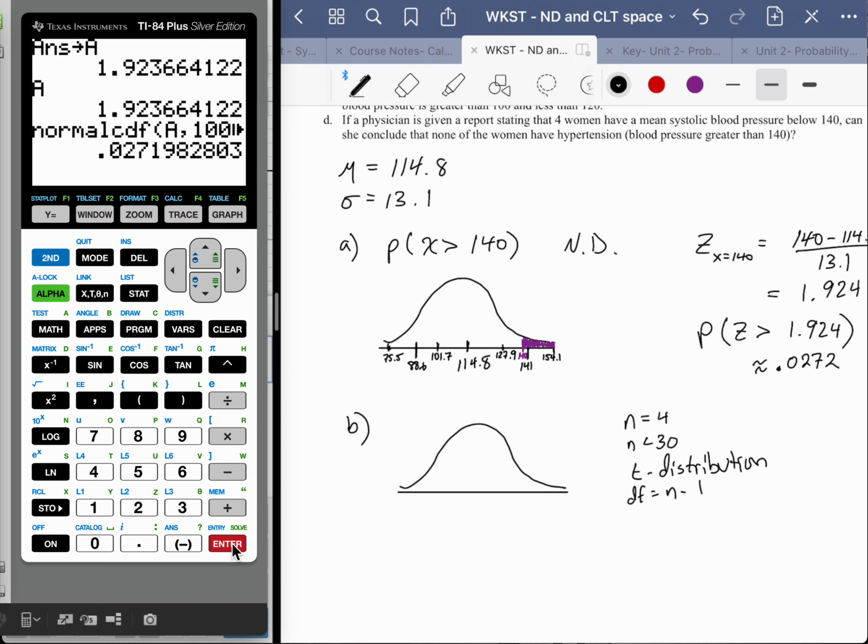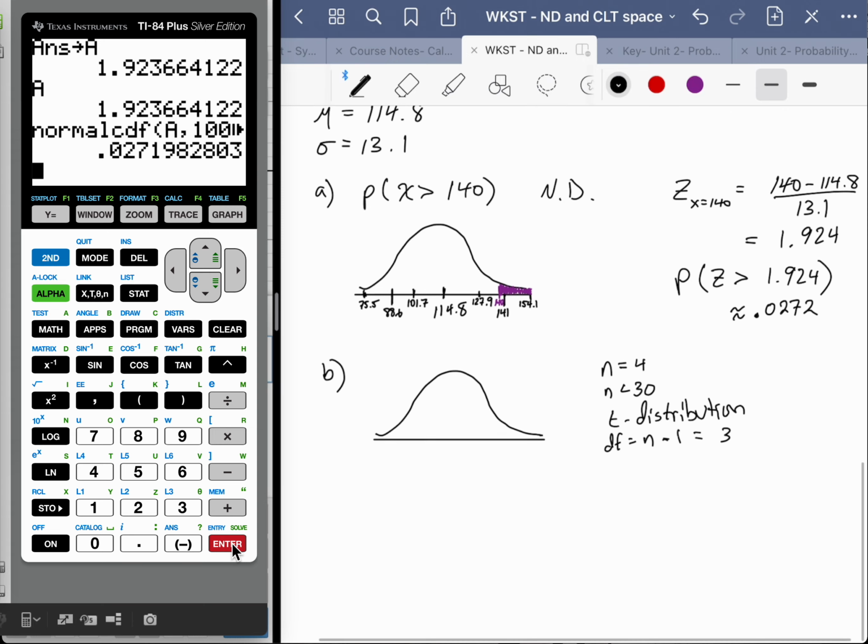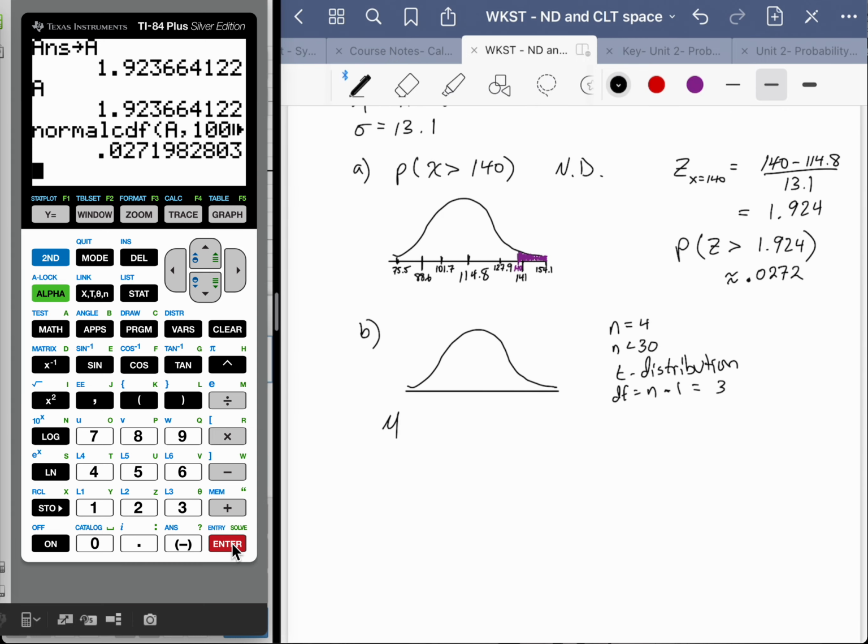Degrees of freedom is n minus 1, so in this case, 3. But in terms of everything else, the mu sub x bar is still going to be equal to mu, which is still going to be equal to 114.8. The sigma sub x bar is still going to be sigma over the root of n, but sigma is still going to be 13.1, and the root of n would be the root of 4.